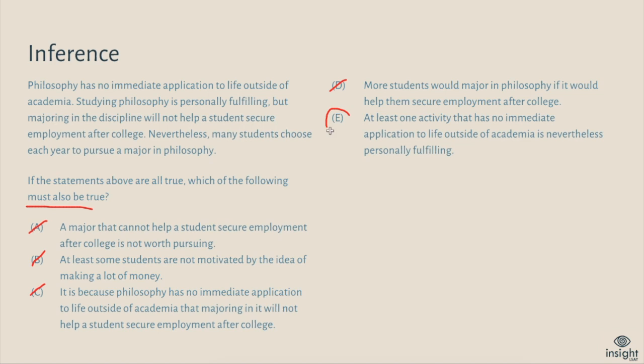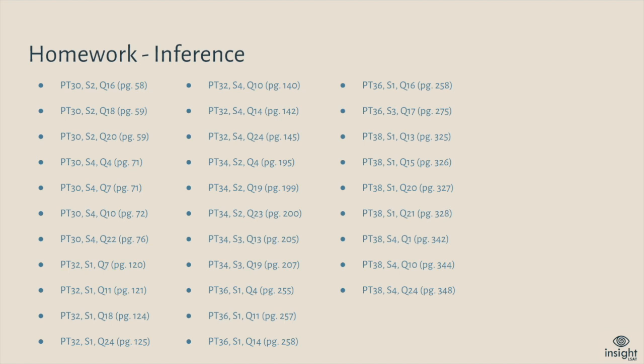It must be true, and you can see it's pretty careful about the language. At least one activity. If it said at least two activities, this would be no good because we only have evidence for one activity, doing philosophy. So answer E is the correct inference to be drawn from the statements in the blurb. And lots of practice for the inference questions. Take note of it.